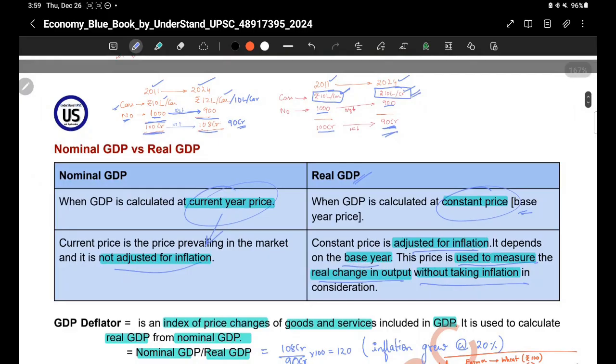It is adjusted for inflation. We took 10 lakh here, so we are not taking any inflation into account. But in nominal GDP, inflation is there, from 10 lakh to 12 lakh. In real GDP, there is no inflation.